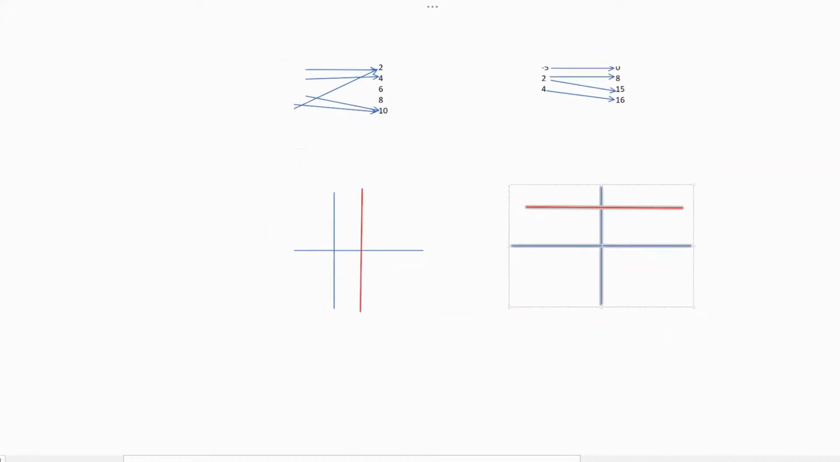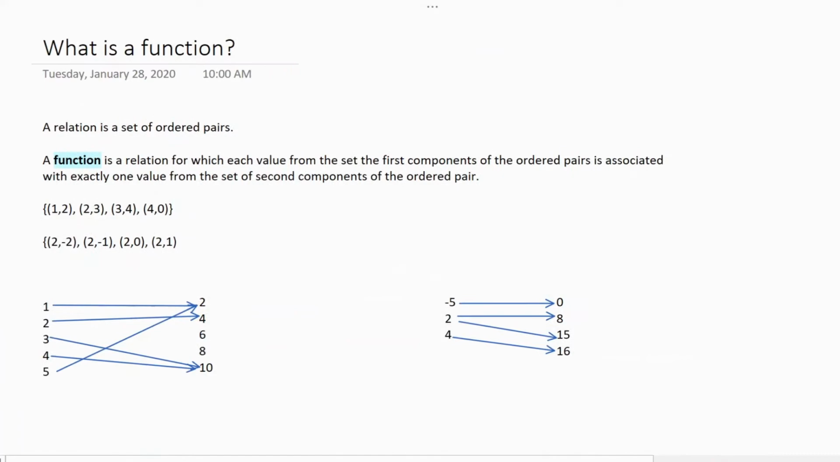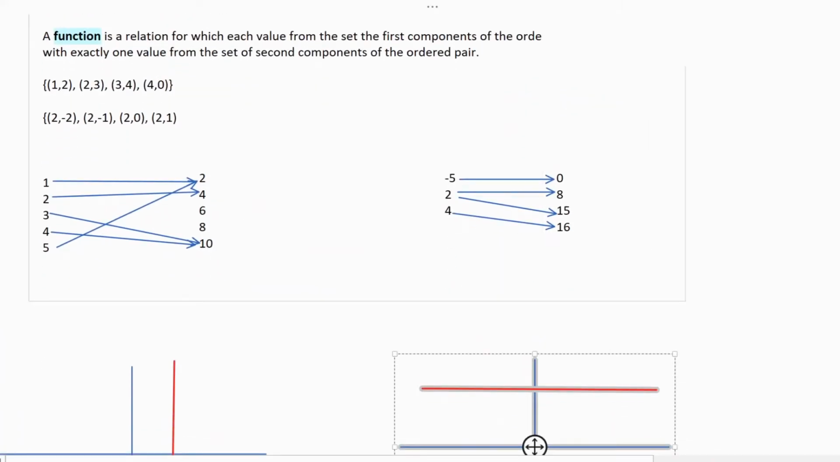So yeah, I hope that helped you understand what a function is. So in a nutshell, for every x value, there's only one y value, and then it's a function.